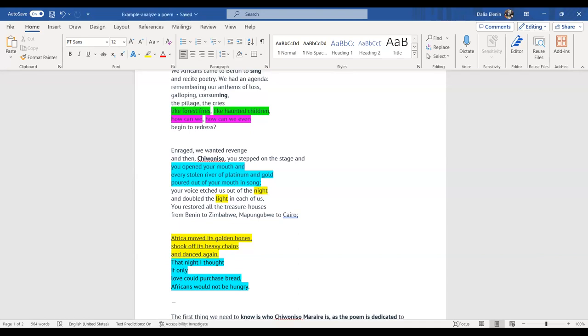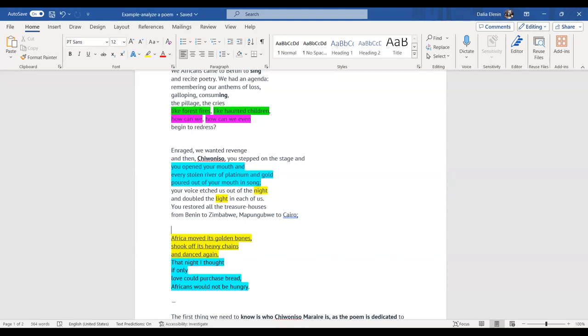Enraged, we wanted revenge, and then Chiwanisu, you stepped on the stage and you opened your mouth, and every stolen river of platinum and gold poured out of your mouth in song. Your voice etched us out of the night and doubled the light in each of us. You restored all the treasure houses from Benin to Zimbabwe, Mapungubwe to Cairo.